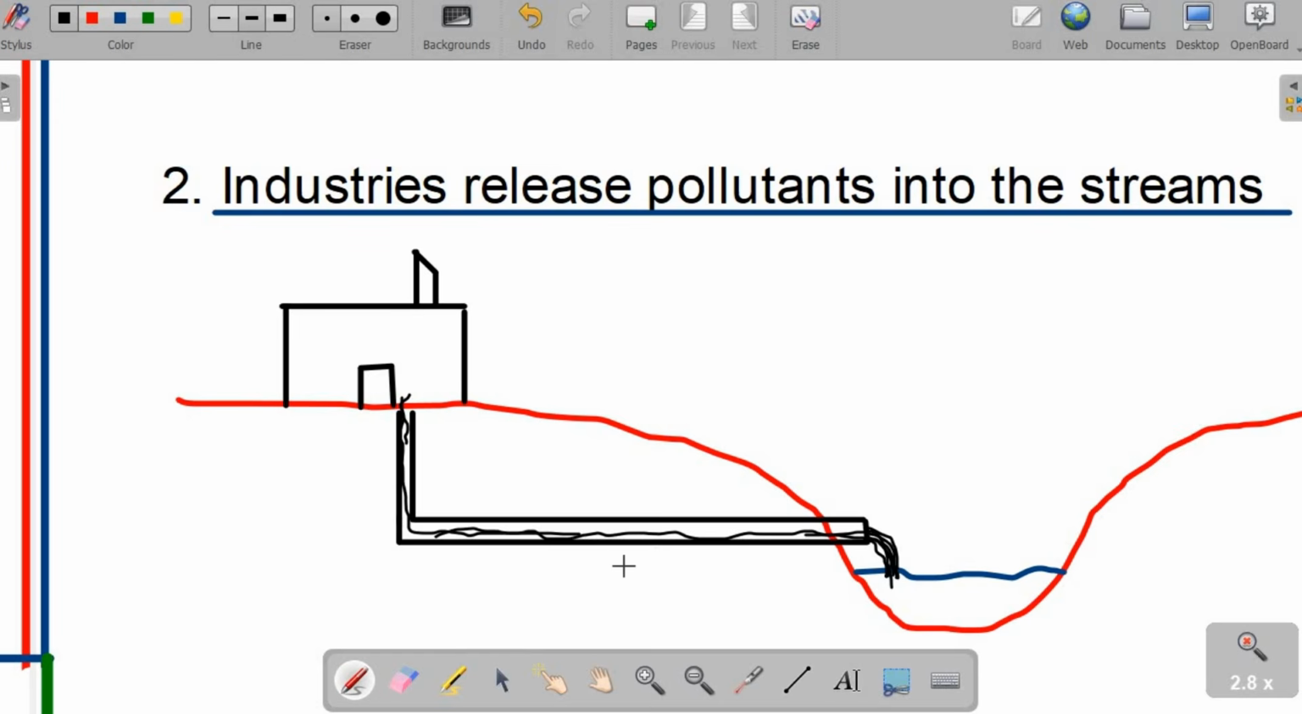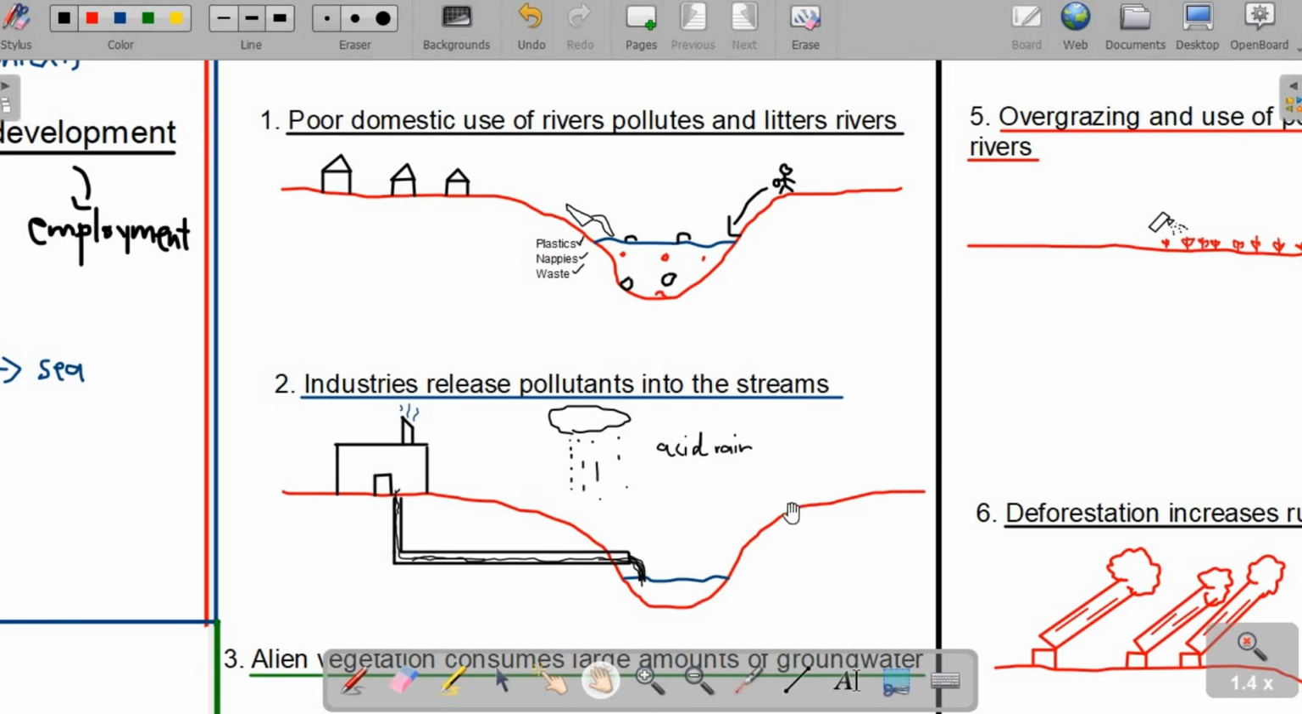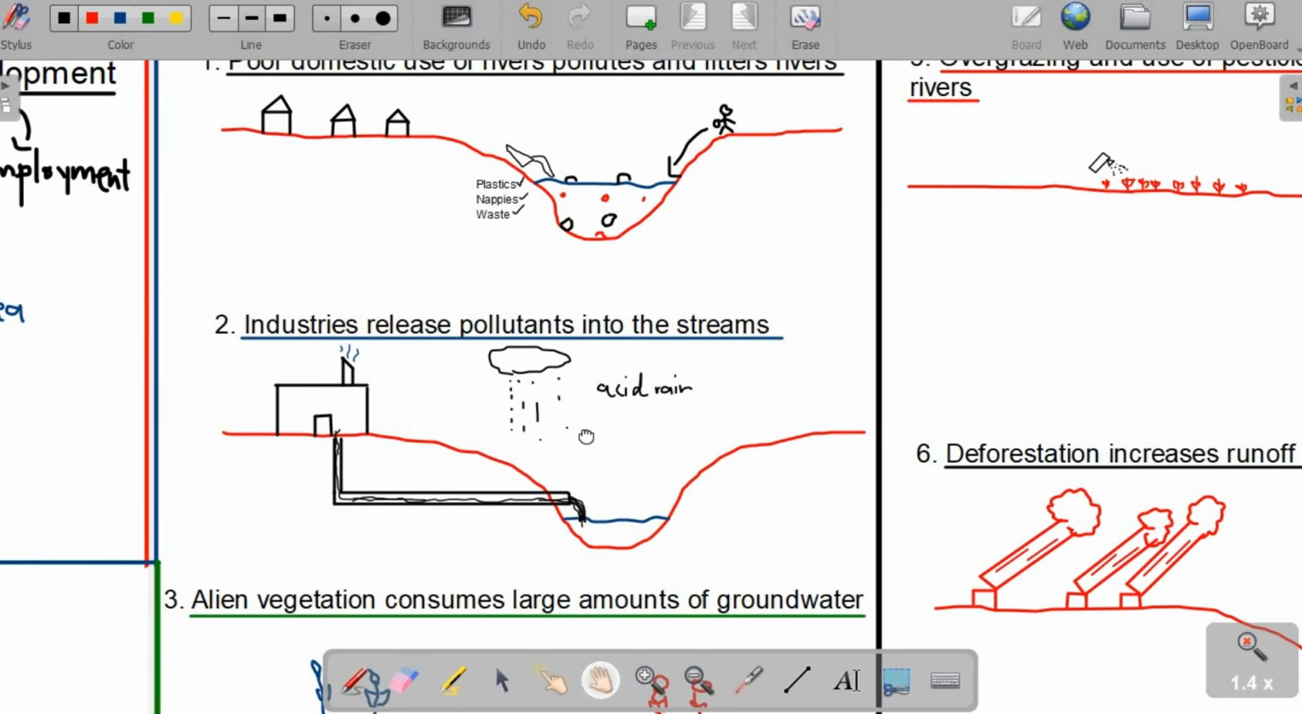These are chemicals, right? Not only do they pollute the water, but they also pollute the air, so both air pollution and water pollution. And considering that pollutants can be acidic, there's a huge possibility that this could also lead to the development of acid rain. So our industries are not innocent. They release these pollutants into our river systems, both directly and indirectly.